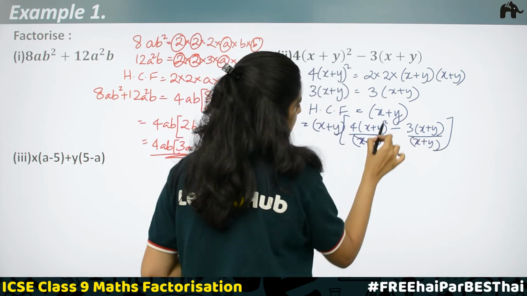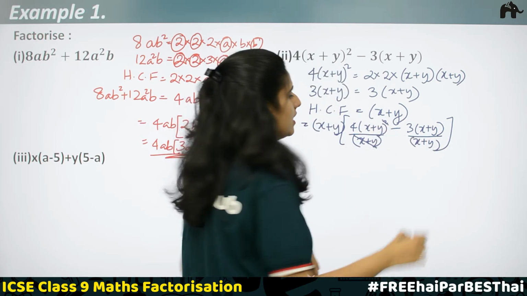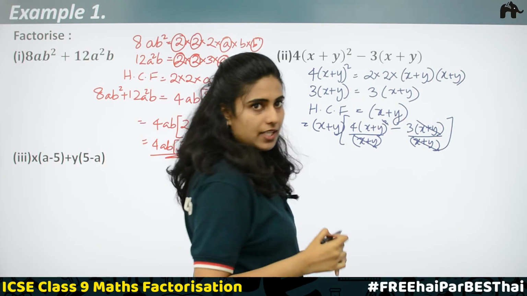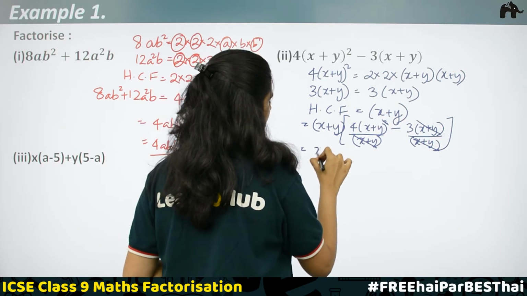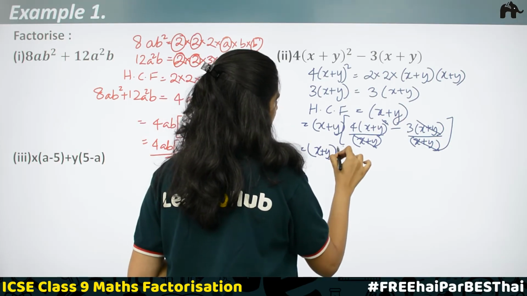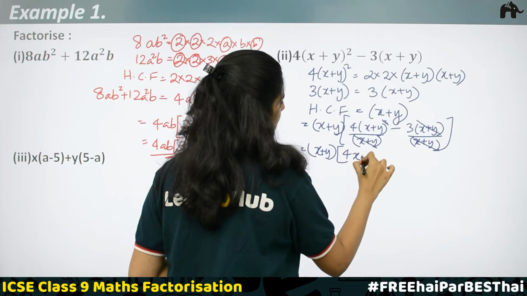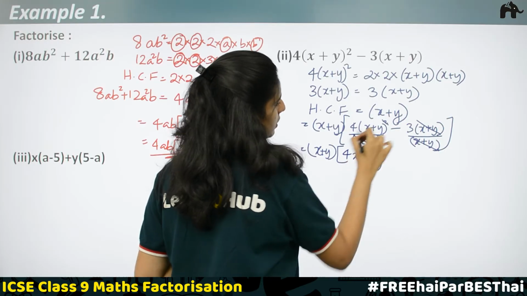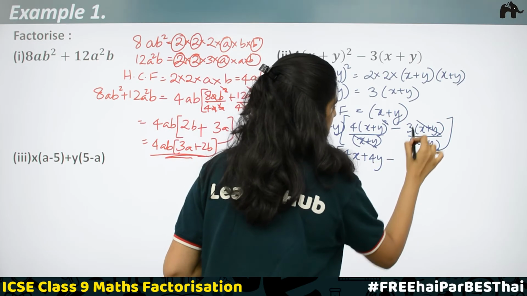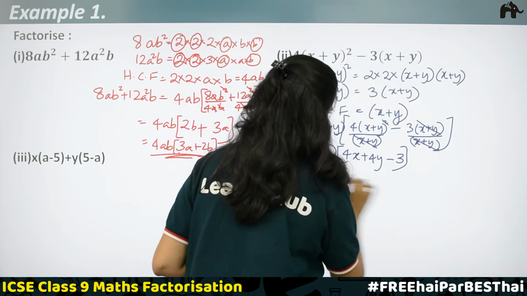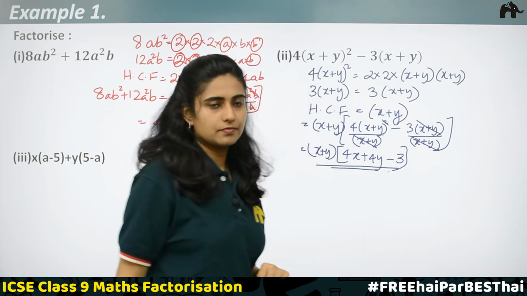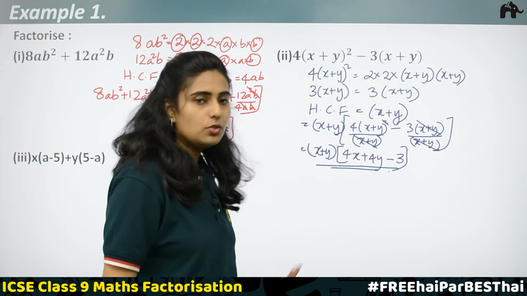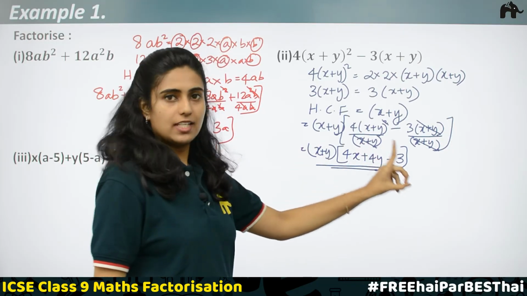Okay, here x plus y and the square can be cancelled. X plus y can be cancelled. So, you will be getting x plus y into 4x plus 4y, I am removing the bracket and multiplying, minus here only 3 is remaining. So, this is the answer: x plus y into 4x plus 4y minus 3.